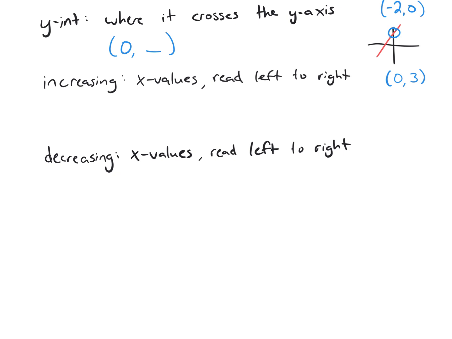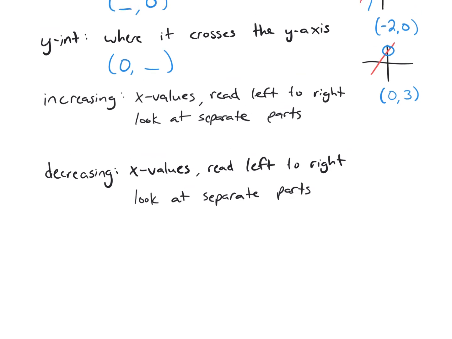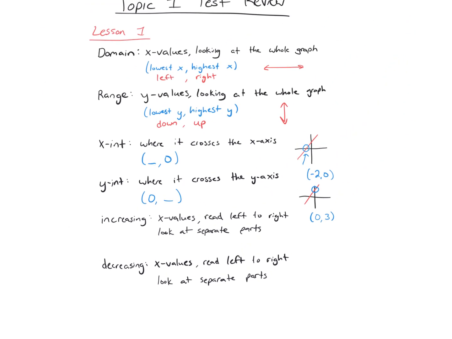When talking about increasing and decreasing, are we looking at the whole graph or separate parts? We're looking at parts. Does that make sense? Because is the whole graph increasing all the time? No, it starts changing, right? So that's why we look at different parts. These were the 6 topics that we talked about when we're looking at graphs. Do you guys have any questions over those 6?